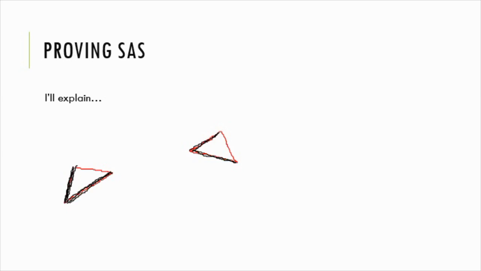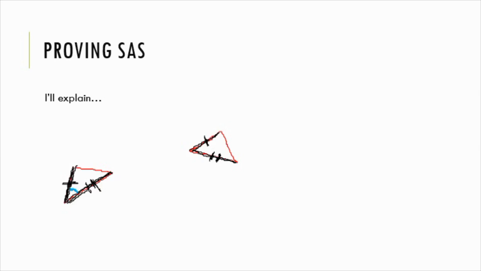So if this side is congruent to this side, and this side is congruent to this side, that's what that first part says. And then it says, and the included angle. Well, what does that mean, included angle? Well, that's the angle in between the two sides. So the angle that's formed by those two sides coming together. And that's this angle right here.